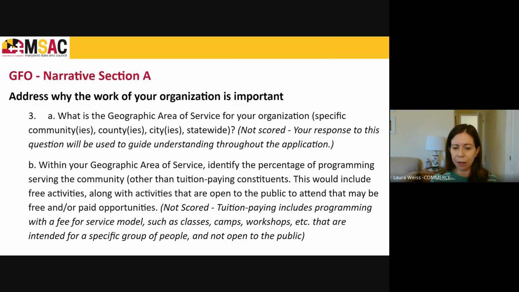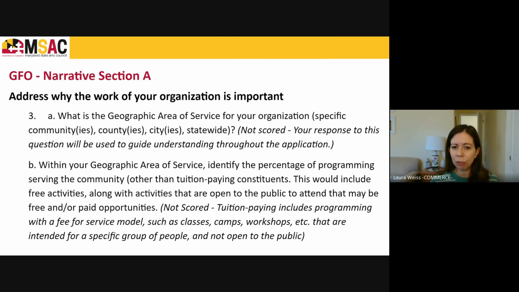This is just another informational piece. And that's really thinking about within that geographic area of service, it's asking you to identify the percentage of programming that is serving the community. So that means other than tuition paying constituents. This would include any kind of free activities, along with activities that are open to the public to attend that may be free and/or could be paid opportunities.